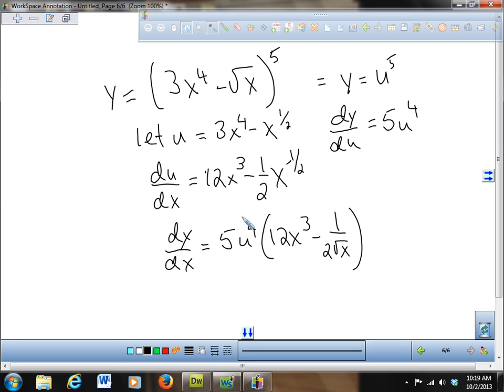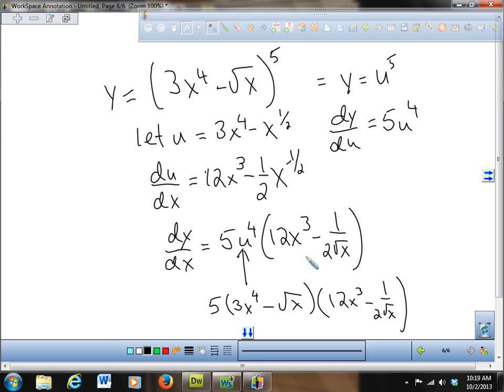And I'm not quite done because I let u be something. What did I let u be? What's u? 3x to the 4th. So u is 5 times 3x, what I have in front, 3x to the 4th minus another way to write x to the 1/2, root of x, times that messy stuff over there: 12x cubed minus 1 over 2 root of x. So I do not think you would want to multiply this all out and then take the derivatives of all that and then simplify.